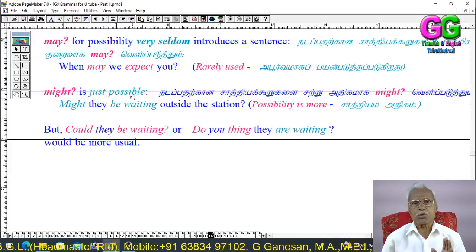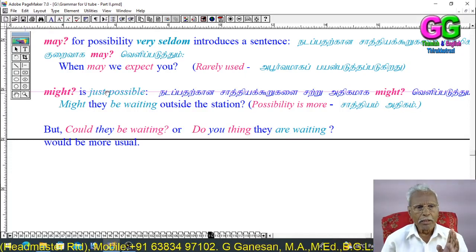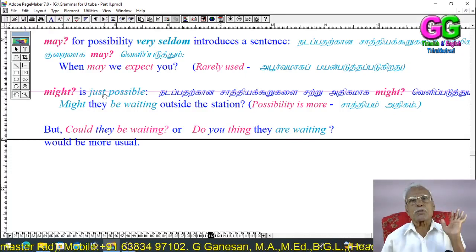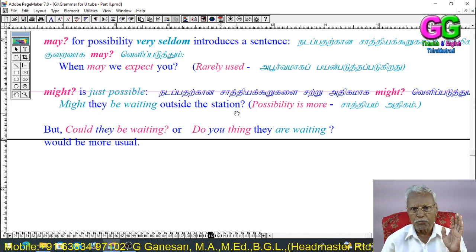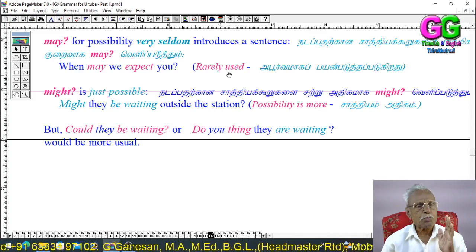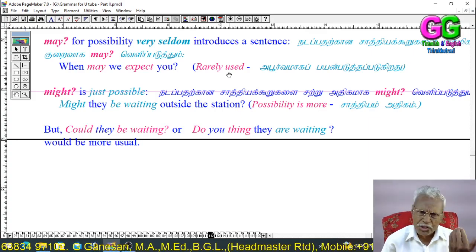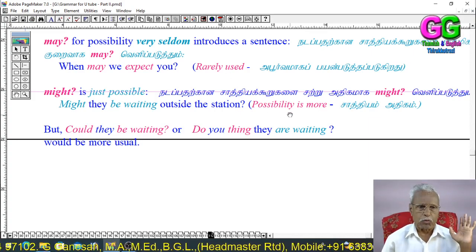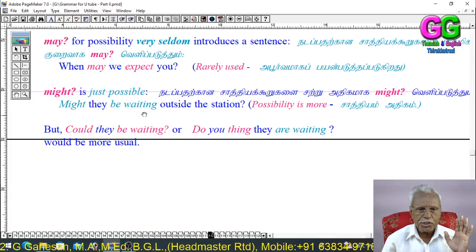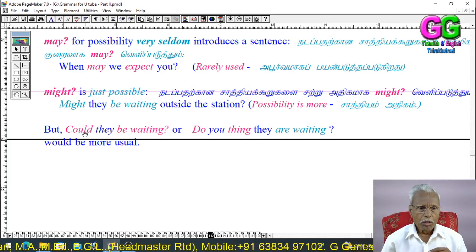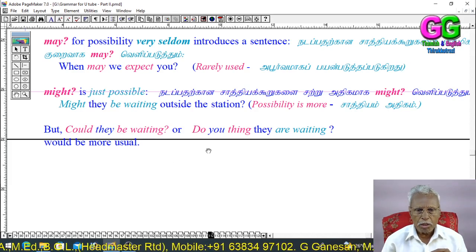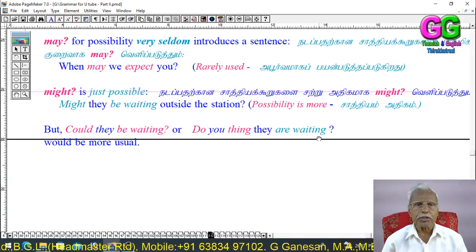Instead of may, might is just possible. Might they be waiting outside the station? Possibility is more with may, here possibility is less. Actually it is not used, but here possibility is more. Might they be waiting outside the station? You can use it. But would they be waiting? Do you think they are waiting?